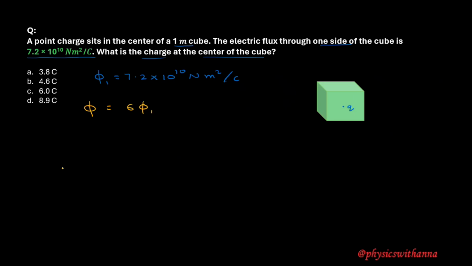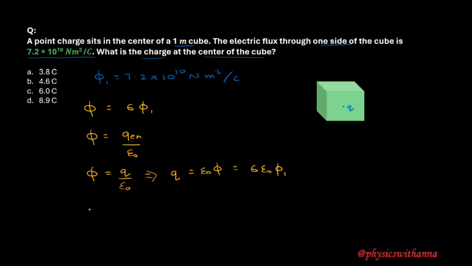So the total flux through the cube, which we will write as phi, will be equal to 6 times phi 1. Now we know from Gauss's law, total flux through any closed object is numerically equal to charge enclosed by the object over epsilon naught. And this charge enclosed is nothing but the charge at the center of the cube. So we can write this as phi equals Q over epsilon naught. So we can find the charge Q by multiplying phi with epsilon naught. And this phi is 6 times phi 1. So we get 6 times epsilon naught phi 1.